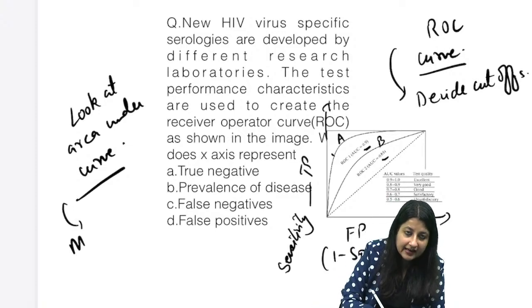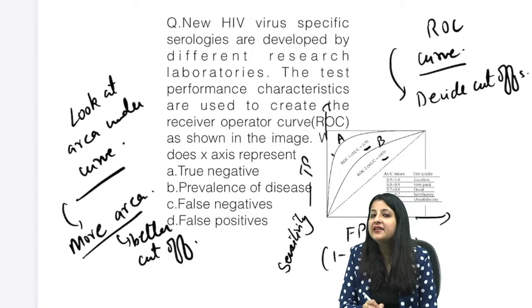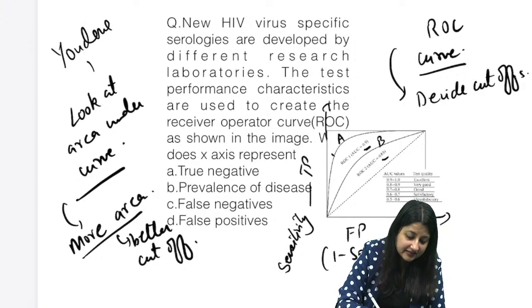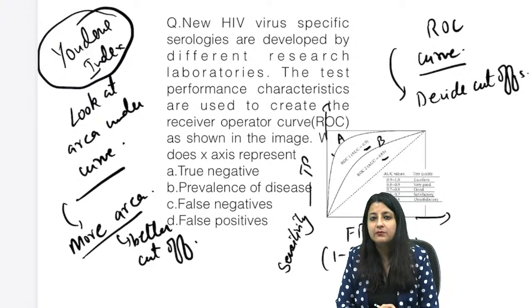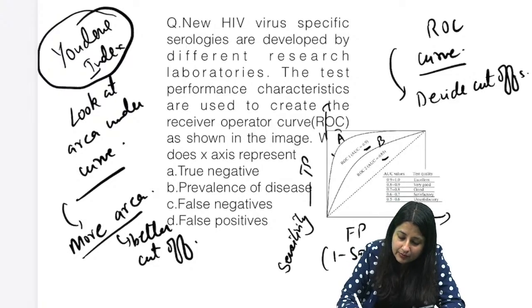So more the area under the curve, better the cutoff. Please remember this. And area under the curve is given by a value which is known as Youden's index. This is only important for AIIMS and INICET, which is sensitivity plus specificity minus 1. So here we will select A.